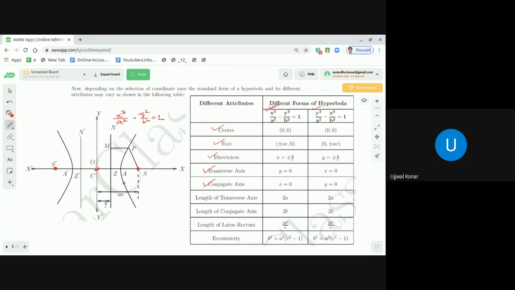Okay, length of latus rectum. So these are the points we discussed. The length of the latus rectum is nothing but 2b square by a, in both the cases. And very importantly, the relationship between a and b is defined as b square equal to a square into e square minus 1. So these are the different attributes, dear students, and as I said earlier, you need to remember this.